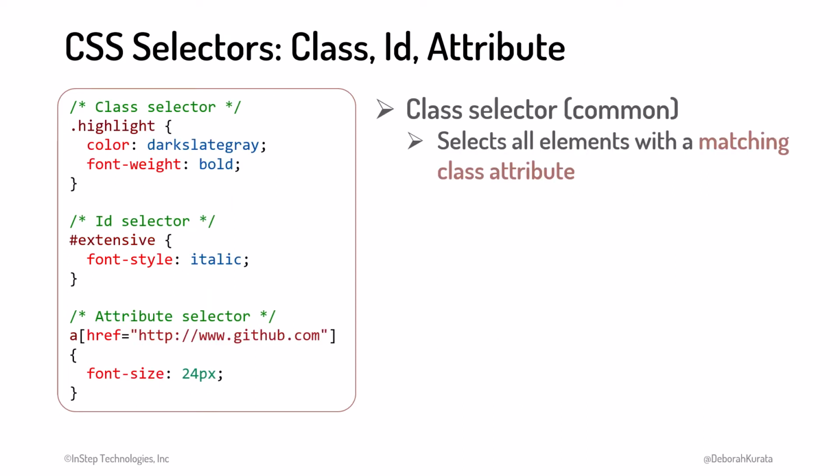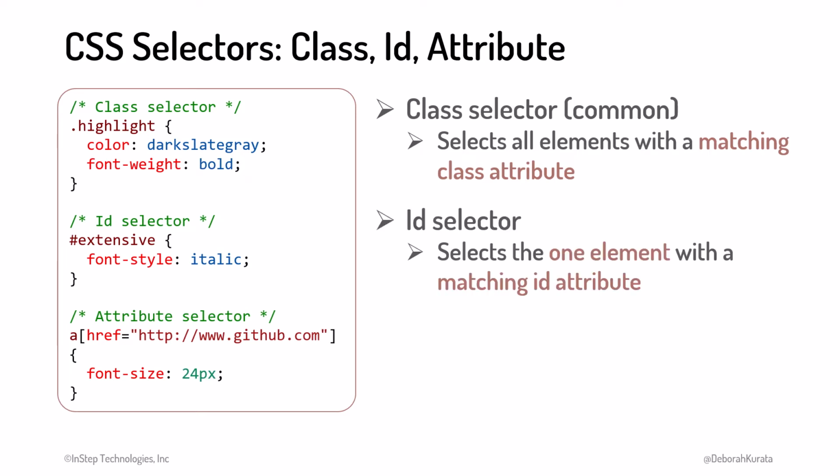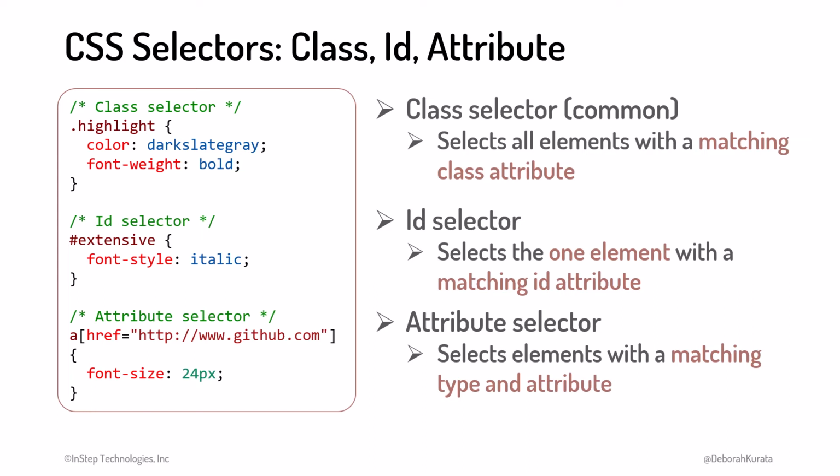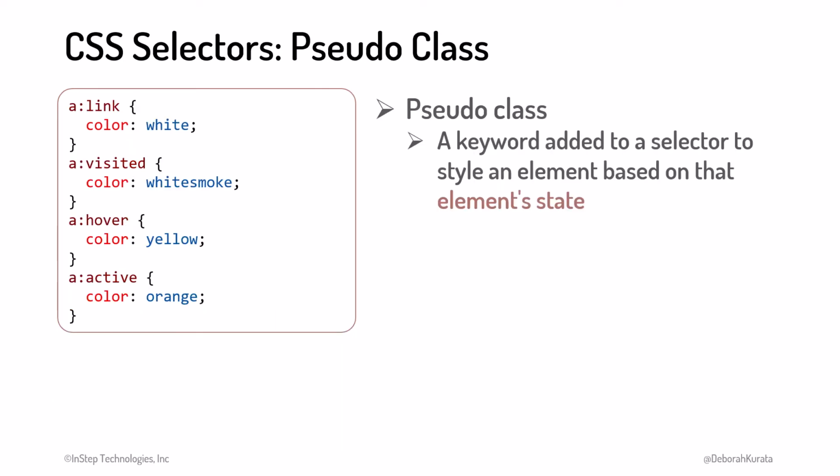The class selector, indicated with a preceding period, selects every element with a matching class attribute. Using class selectors is often the recommended technique for styling elements. The ID selector, indicated with a preceding hash symbol, selects the one element with the matching ID attribute. An attribute selector, indicated with square braces around the attribute, selects elements with a matching attribute. A pseudo class is a keyword added to a selector that styles an element based on that element's state.